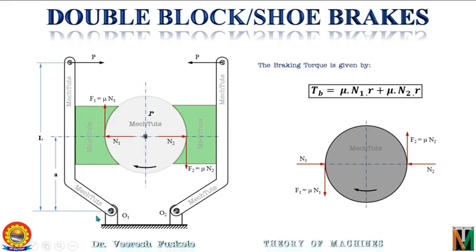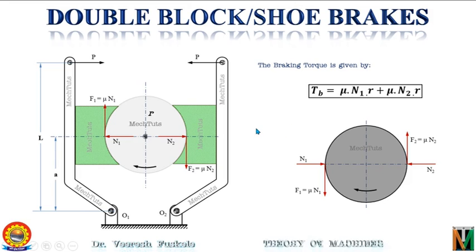and take the moments about point O1. Similarly, to find N2, we should consider the free body diagram of the right side lever and take the moments about point O2, and then accordingly solve those equations to get N1 and N2. As this is already explained in case of single block brake, we will not repeat it here.